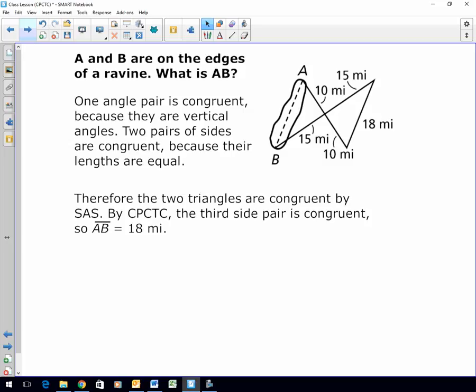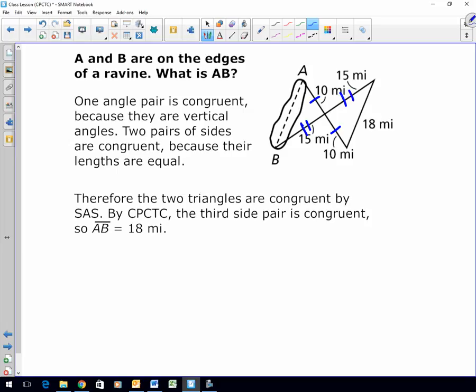All right, A and B are on the edges of a ravine. What is AB? Check this out, y'all. A to here is 10 miles. Here to here is 10 miles. What is true about these two sides of the triangle? They're equal, or congruent. Here to here is 15. That point to B is 15. What's true about these segments? These two segments are congruent.